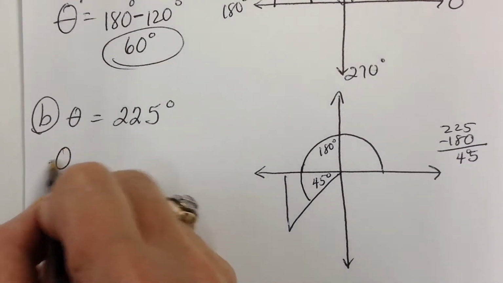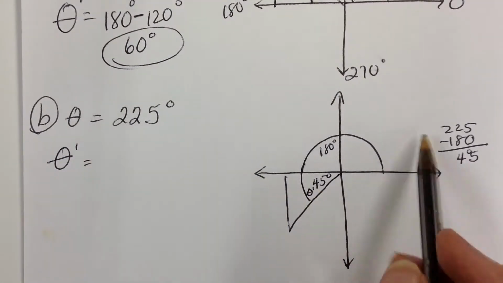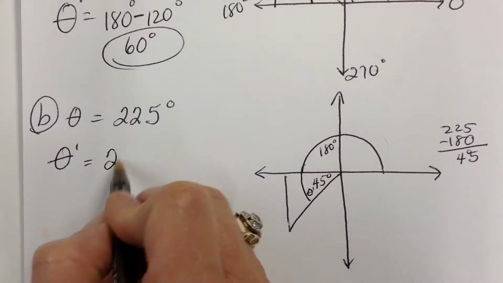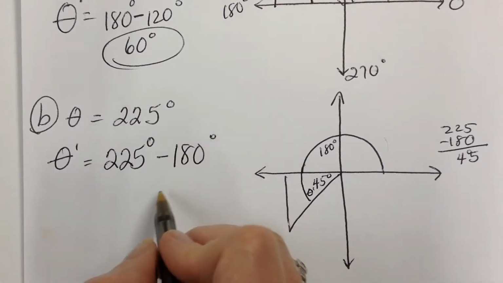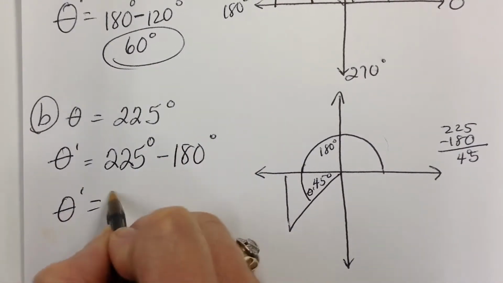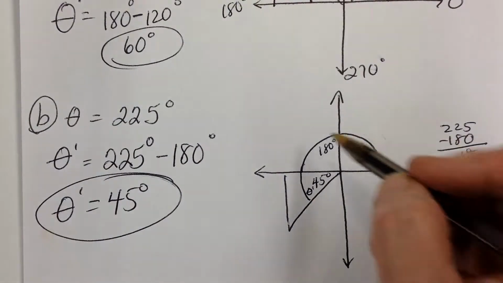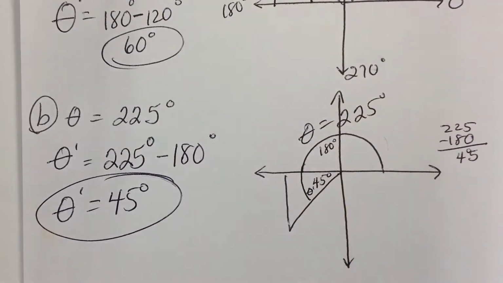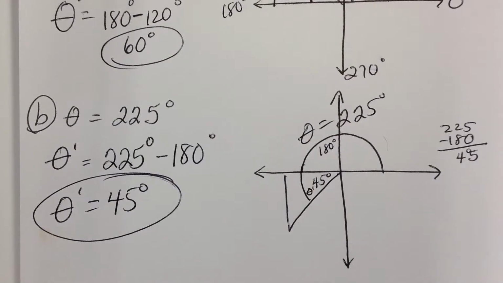So to find your theta prime, and this is in quadrant 3, you have to say the original theta, 225 minus 180, and that told me that theta prime was 45. Therefore, for a 225 degree theta, you have a 45 degree reference angle.